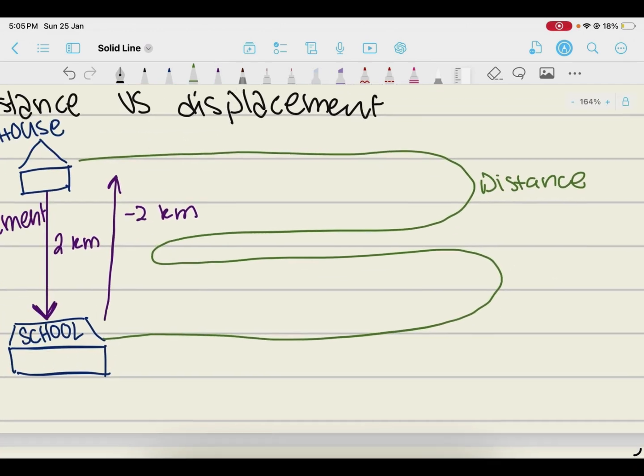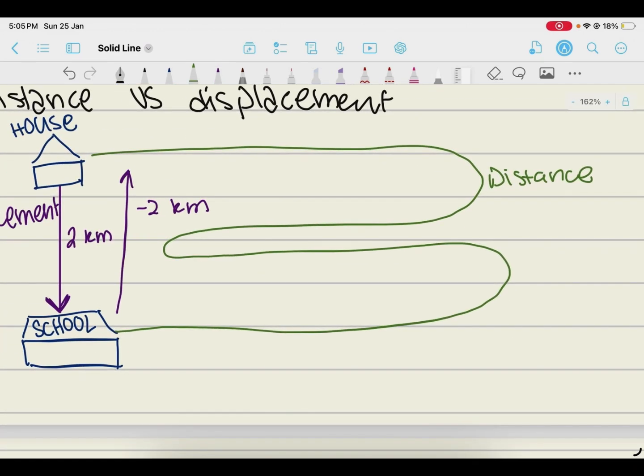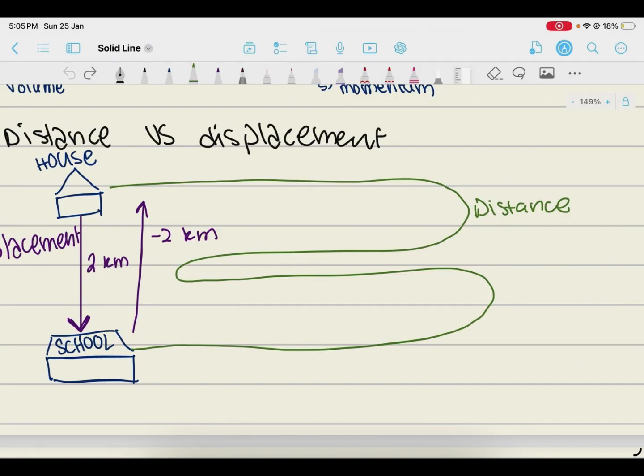And for distance, it won't matter if you go from house to school, if you take the same path. Let's say it's 13 kilometer. Then, this path you have taken won't matter that much. It would matter, but it won't matter if you're going from school to house or house to school. It will still be 13 kilometer because you're not looking at a direction, okay?